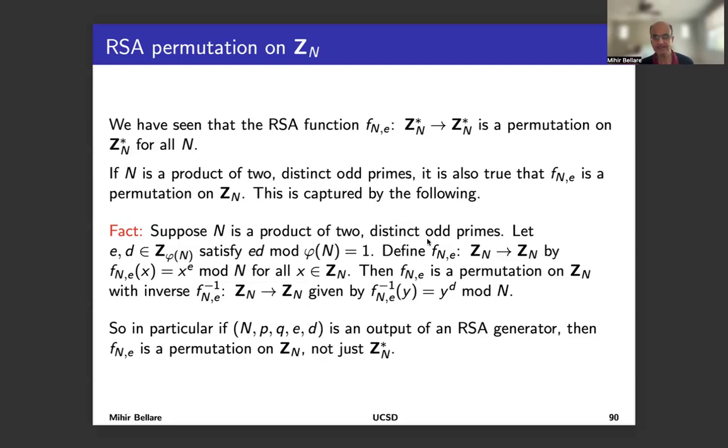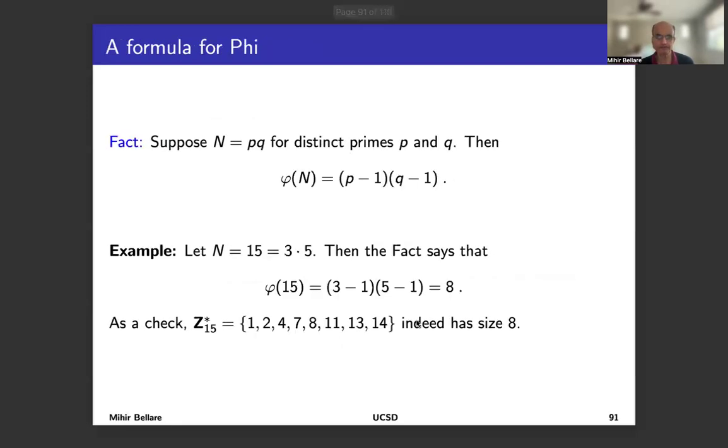It says if n has that form, it's the product of two primes, and I have, just as before, our two exponents in Z_phi(n) star, and they satisfy e times d mod phi of n is 1, and I define f as raising to the e-th power mod n, then that function is a permutation not only on Z_n star, but on all of Z_n. And its inverse is given by the same formula as before. So it's a fact that in some cases will end up being useful.